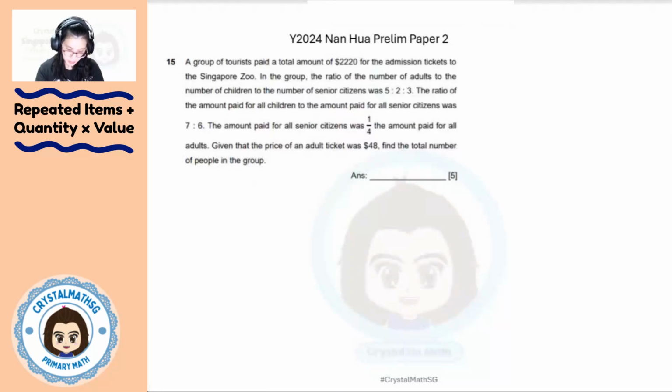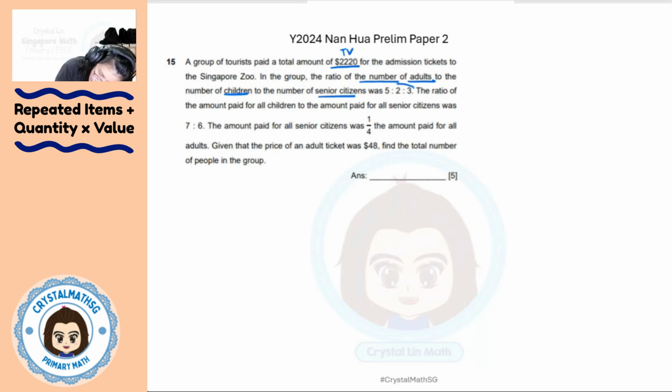The group of tourists paid a total amount of $2,200 for the admission ticket to the zoo. In the group, the ratio of the number of adults to the number of children to the number of senior citizens was 5:2:3. So by reading this, we know that the first part of this is a total value. This part over here is talking about the number of adults, children, senior citizens in this ratio. This is what we call the quantity, the number of tickets, the number of people who are adults, children, and senior citizens.